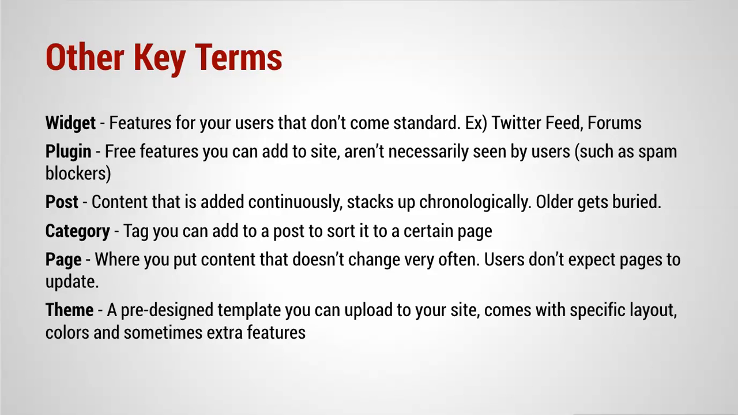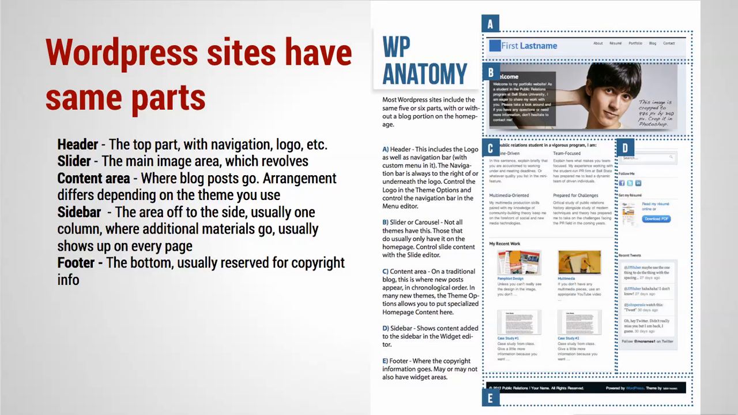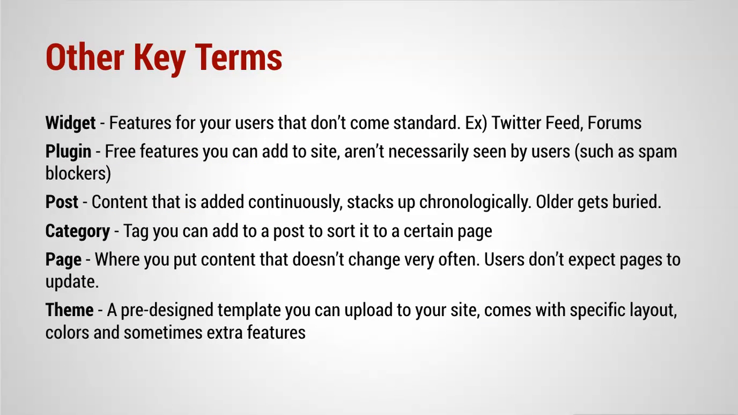The first is widget. A widget is a feature for your users that doesn't come standard with WordPress. So for example, if you want to put a Twitter feed in your sidebar, as this example has, and as you will do for your portfolio project, that doesn't come with WordPress. WordPress doesn't have that. So you have to go out and get a widget, an additional feature that you put on your site to make that happen.